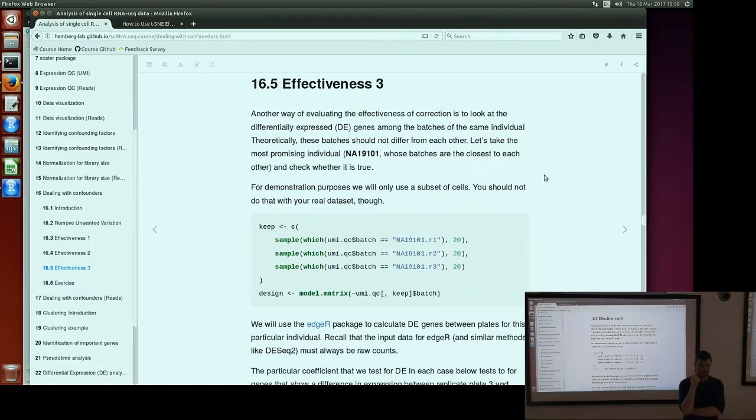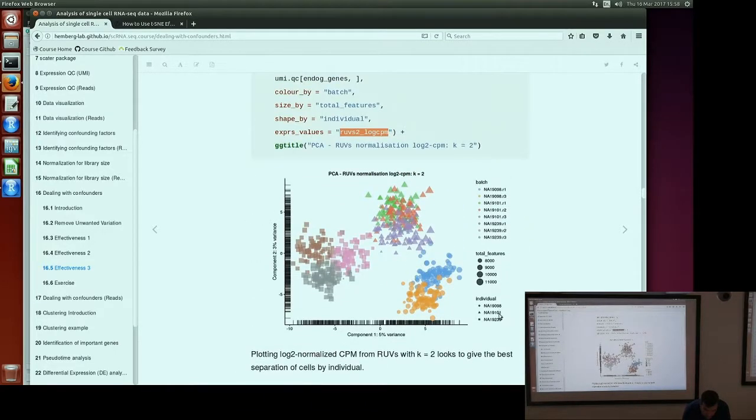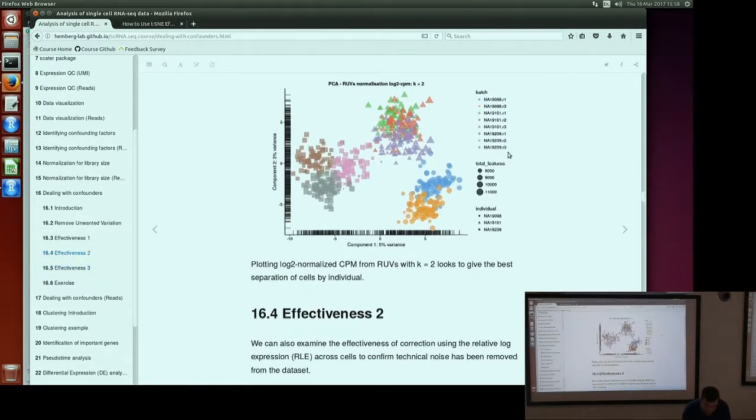So what we're going to do here is take one individual, NA19101. From this PCA plot, the triangles, we're taking cells from this individual, which has the most overlapping cells from the different batches after the RUVs K equals 2 approach.